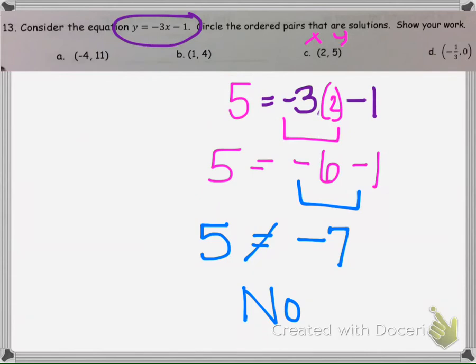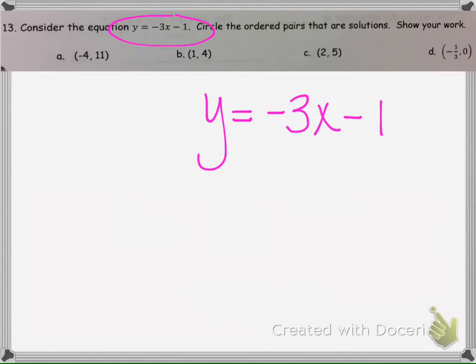It's not a solution. Okay, lastly here, we're going to plug in negative 1/3 for x. So I'm going to get rid of x and replace it with negative 1/3. And replace the y with 0.